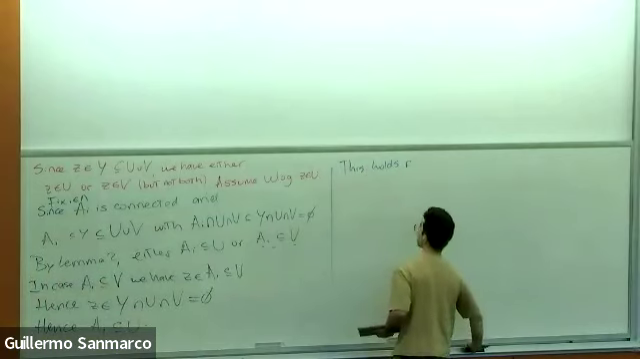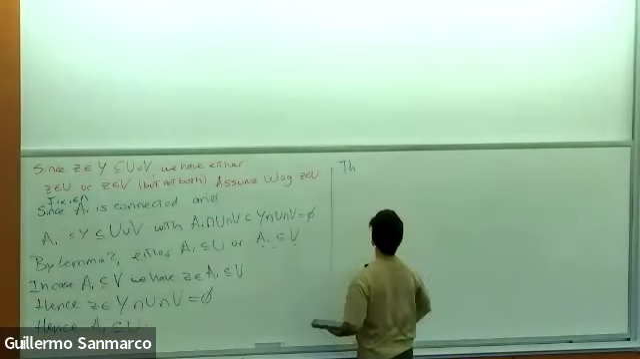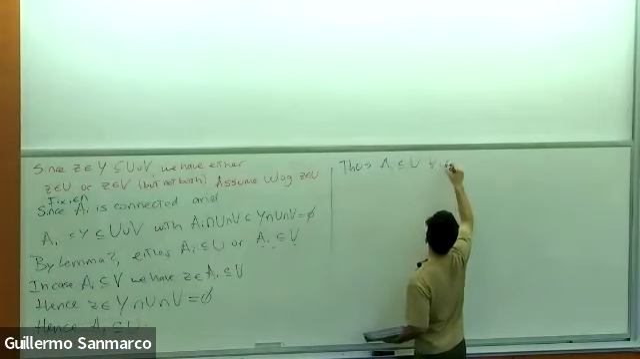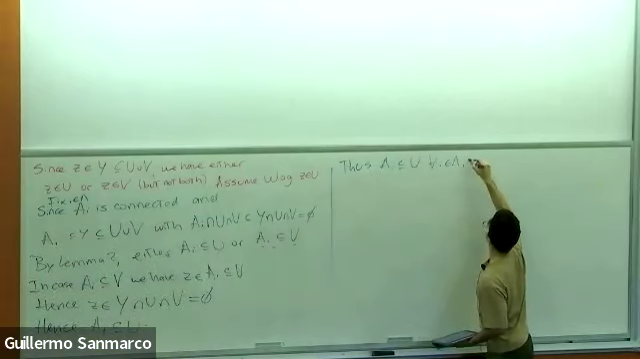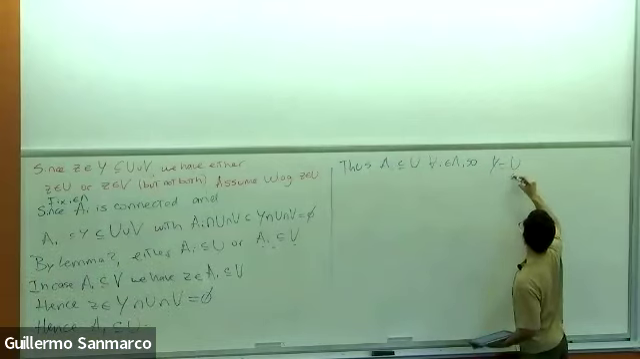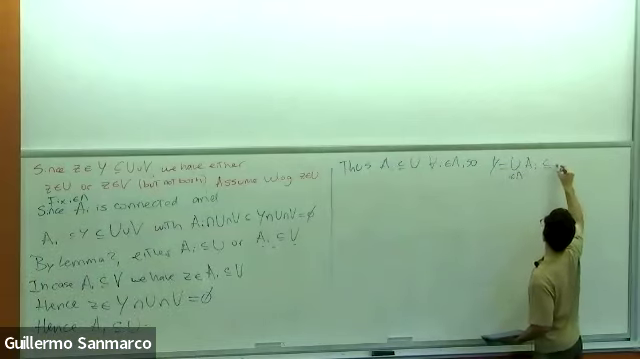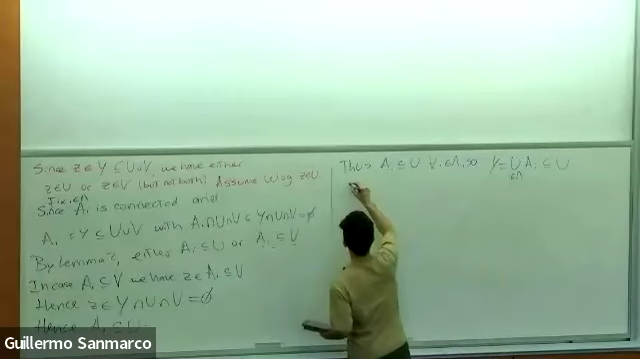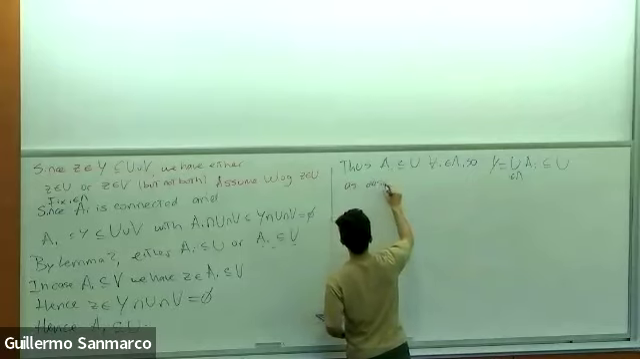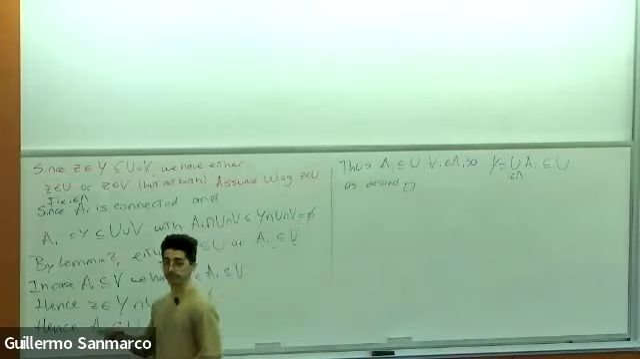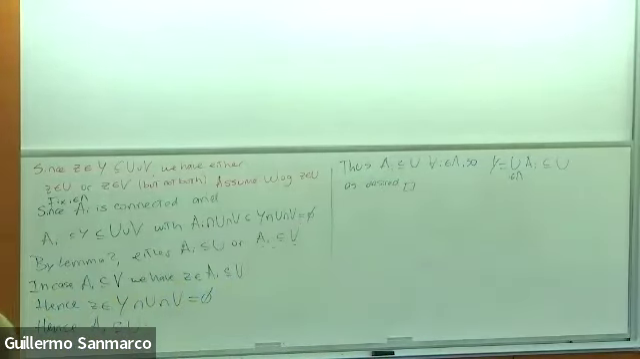Thus, A_I is inside of U for every I, which means that the union, which is called Y, is also inside of U. And that's what we want. So that's how we will finish our proof. Any questions?